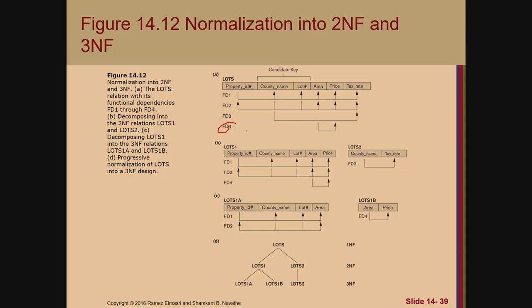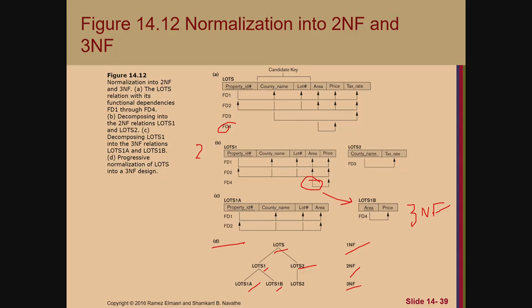So if you find a transitive, you have to separate them. Now, B, the second normal form. Here it still remains, right? You separate into the new one. So, C is already third normal form. D, the lots only is just first normal form, and when you separate into lot 1 and lot 2, it becomes second normal form. And when you separate lot 1 into lot 1a and lot 1b, it becomes third normal form.